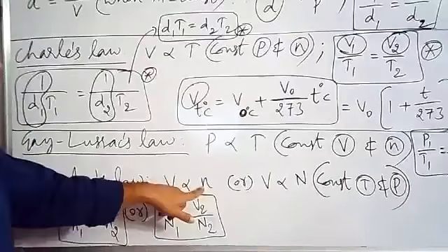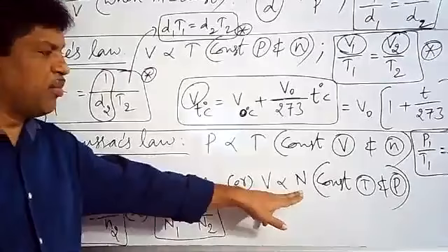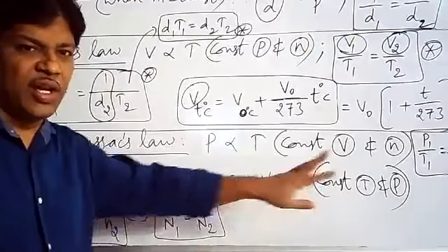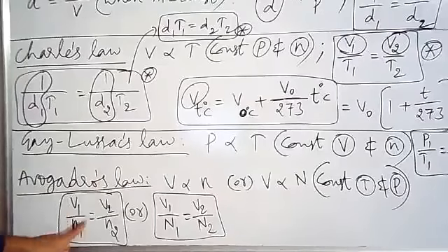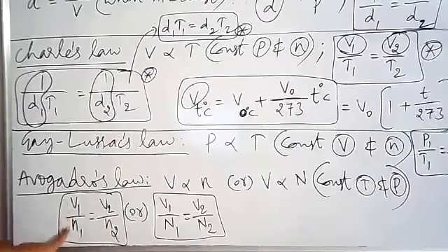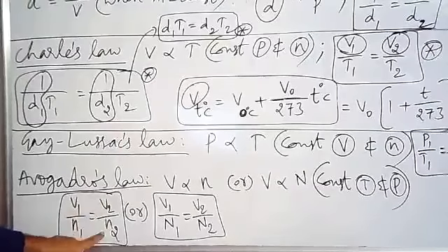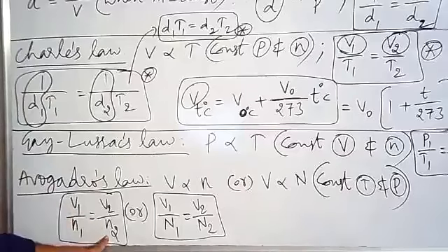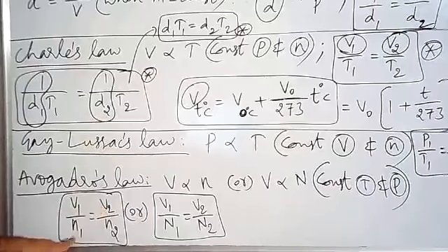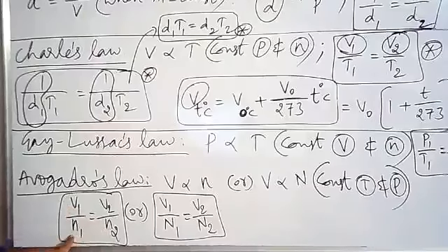So V is proportional to n. Otherwise, V is directly proportional to the number of molecules under similar conditions of temperature and pressure. The equation is V1 by N1 is equal to V2 by N2. V and N are directly proportional. The same formula can also be written as V1 into N2 is equal to V2 into N1. To confuse you, they may give it like that, V1 into N2 is equal to N1 into V2.